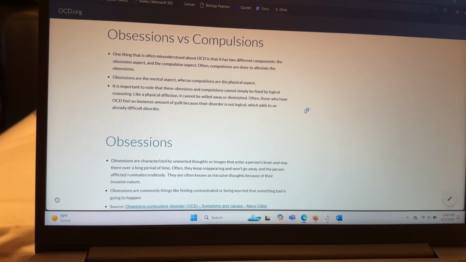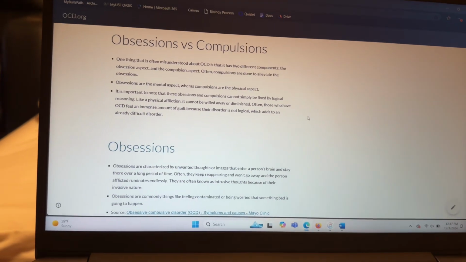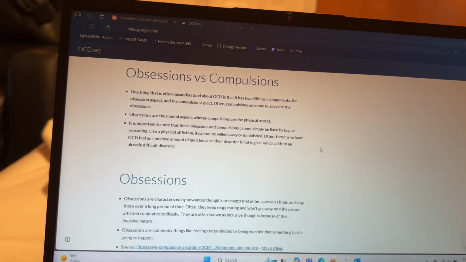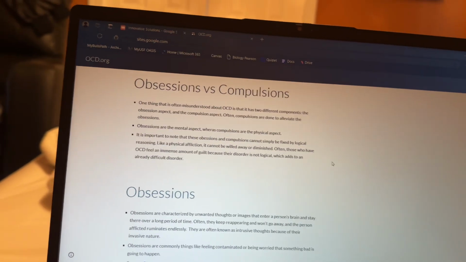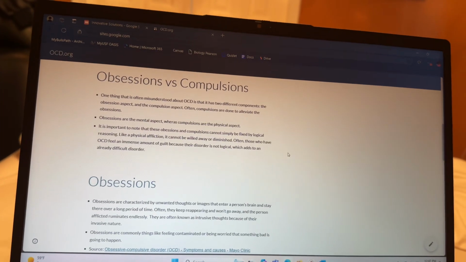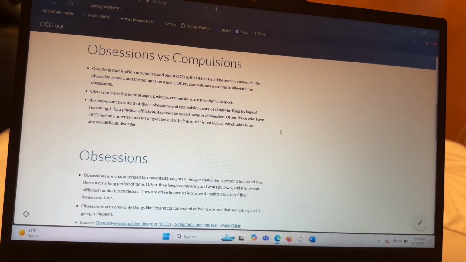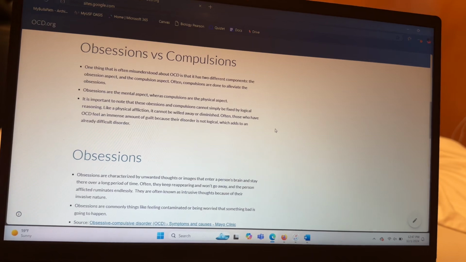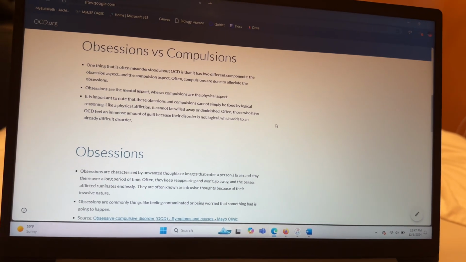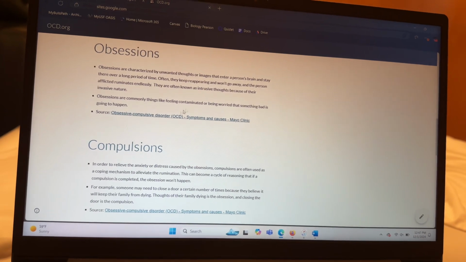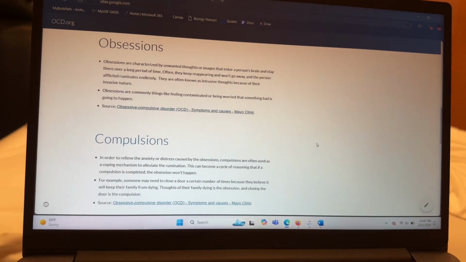So it's important to note that these obsessions and compulsions cannot simply be fixed by logical reasoning, because one of the stigmas surrounding OCD is that you can just fix it or snap out of it. So, like a physical affliction, it cannot be willed away or diminished, and often those who have OCD feel an immense amount of guilt because their disorder is not logical, which adds to an already difficult disorder. So then I broke these two down further to separate them.